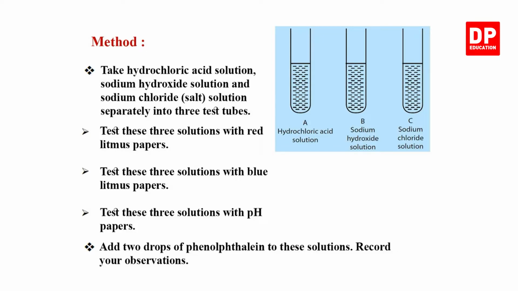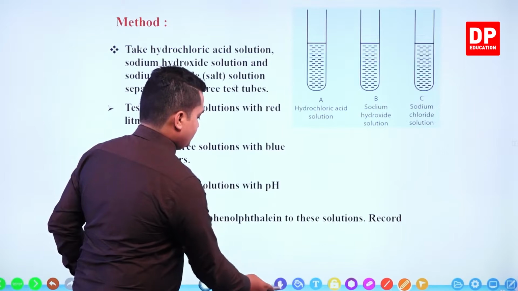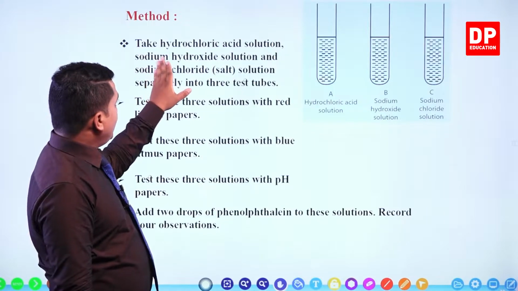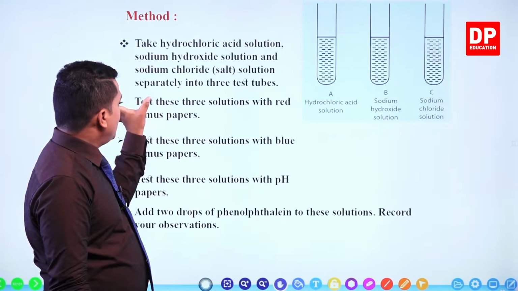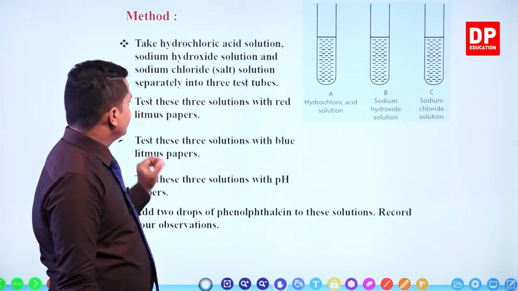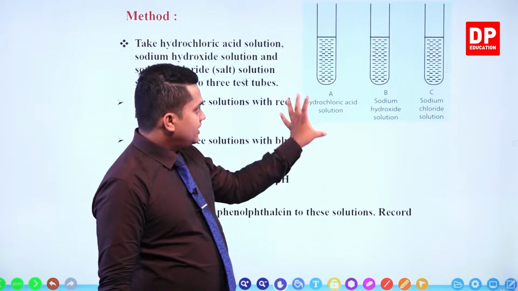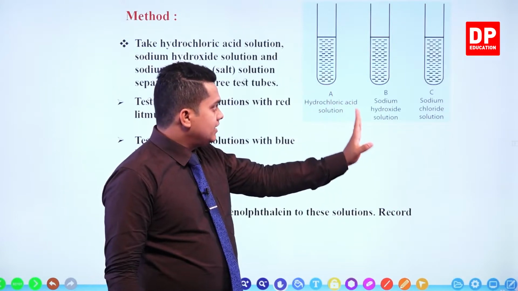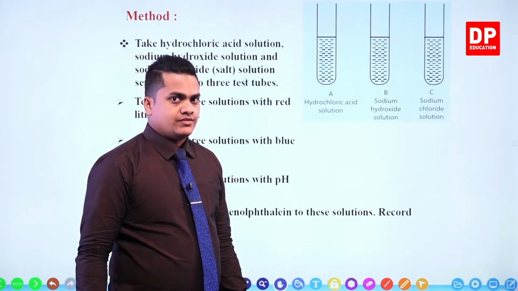So this is the method in doing the experiment. Take hydrochloric acid solution, sodium hydroxide solution, and sodium chloride or salt solution separately into 3 test tubes. First of all, you have to take these 3 solutions separately into 3 test tubes like this. A, hydrochloric acid, B, sodium hydroxide, C, sodium chloride. The 3 solutions.